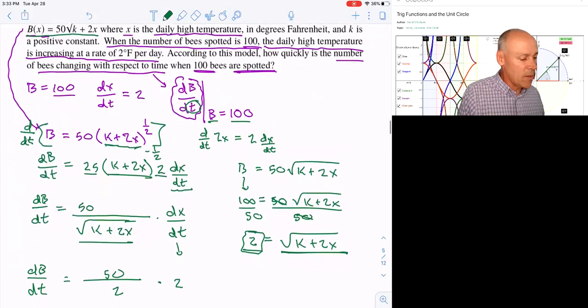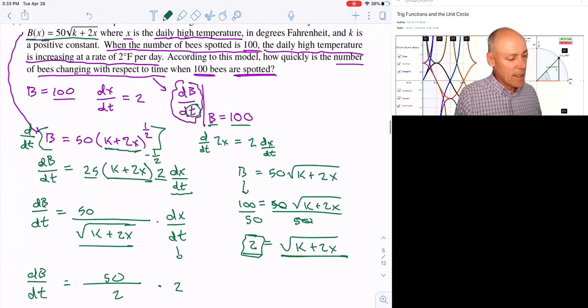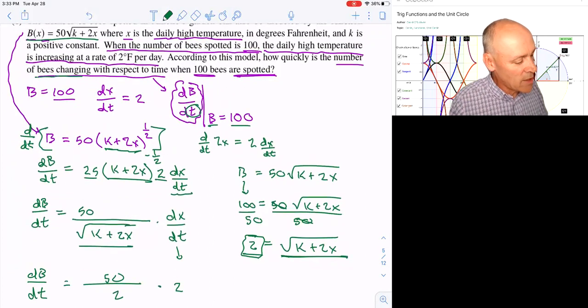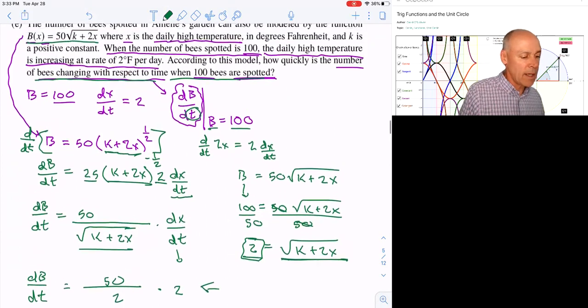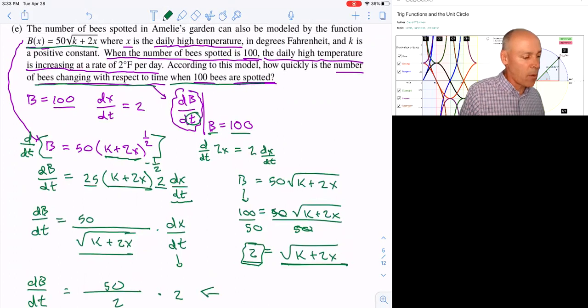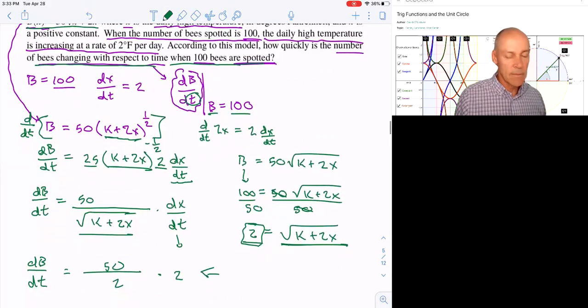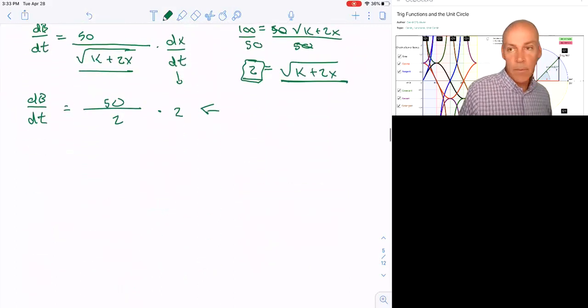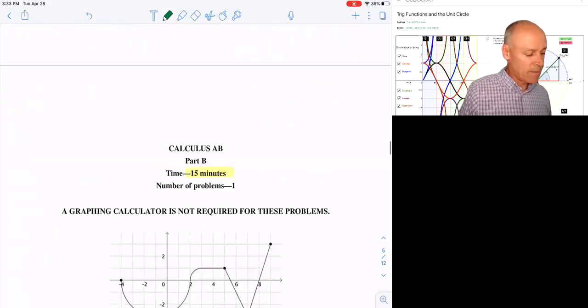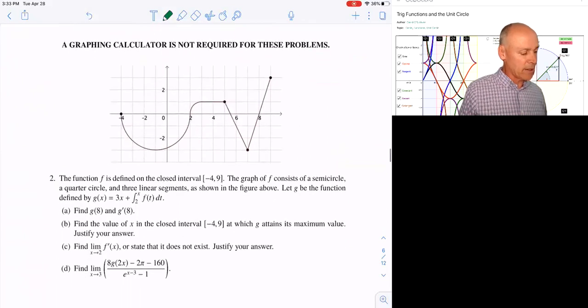And so that is going to be the rate that the number of bees is changing with respect to time when 100 bees are spotted. So that is my answer right there. They didn't ask for units on this, so I'm not going to even mess with units. I'm just going to leave it just like that. Okay? Okay. That finishes off problem number 1. That was salty, but I know you guys can handle it.